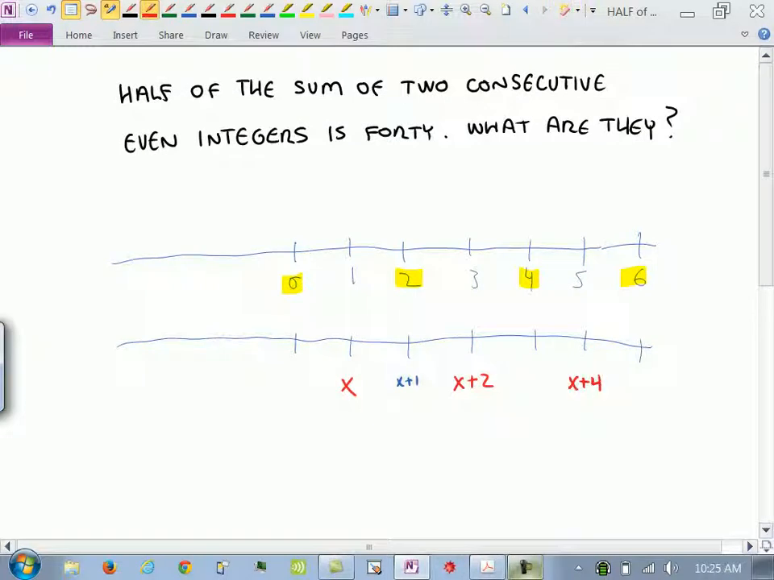So I'm saying if you take half of the sum of 2 consecutive even integers, we should get 40. Oh, you know what? Hold on. I did the math in my head wrong. Sorry, I did a product for some reason. Change that 40 in the word problem to 9. My bad. Change that to 9.